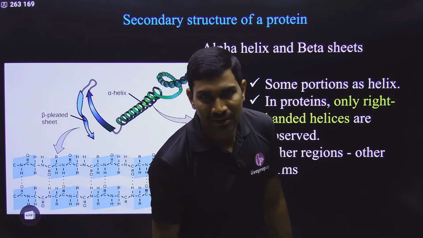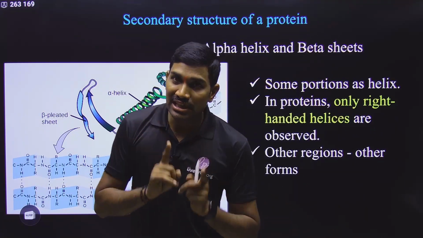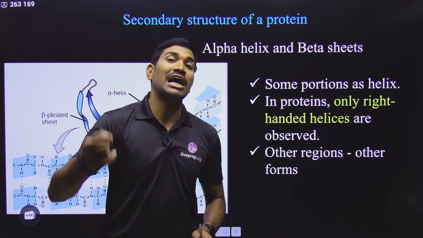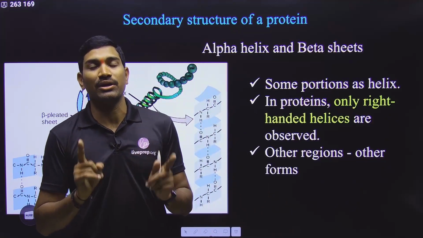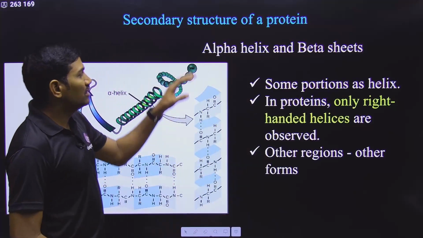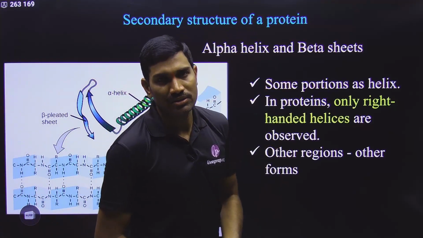Sometimes a complete protein may have the same secondary structure. But in some cases, in a single protein, in different portions, different secondary structures are possible. This is a very important point. Many students are not focusing on this point, so I am repeating this. So in this way, we are observing different types of secondary structures in proteins.